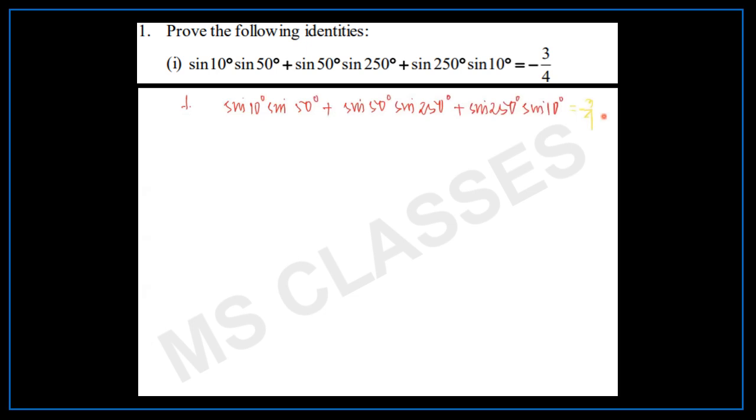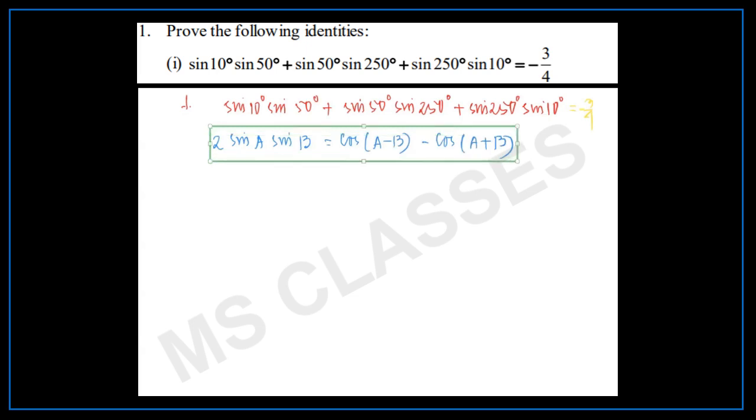Now, by seeing the sum only, we can understand this is of the form sin A sin B. For sin A sin B we have a formula: 2 sin A sin B equals cos(A minus B) minus cos(A plus B). So the given sum is based on this formula. Now, children, we start from the LHS.